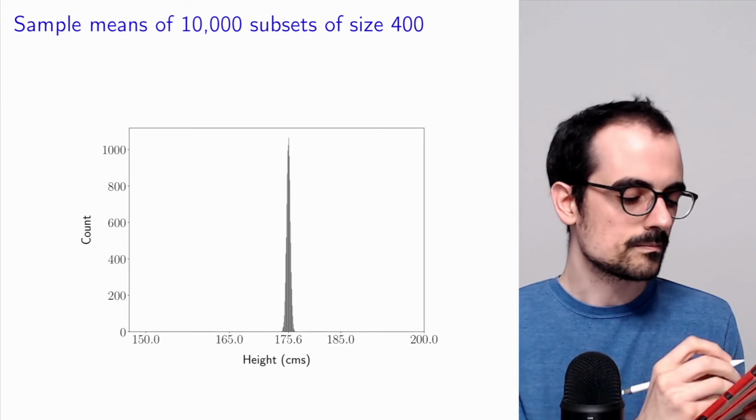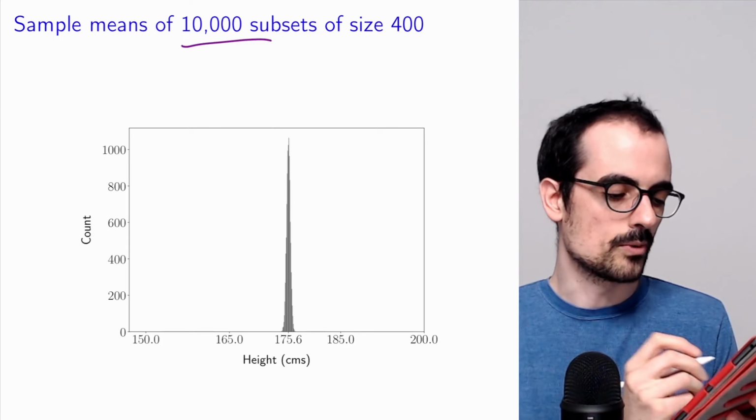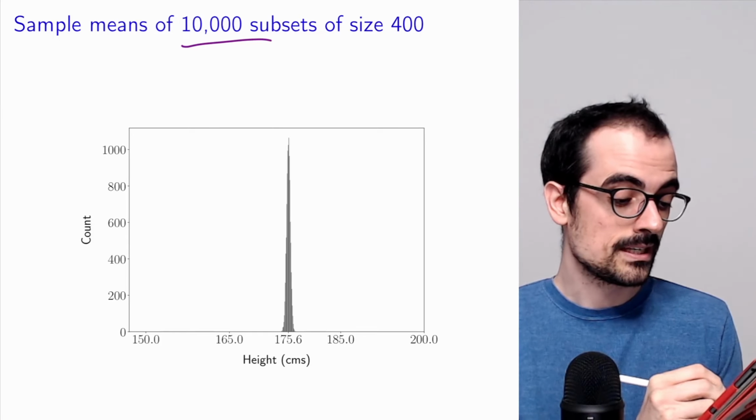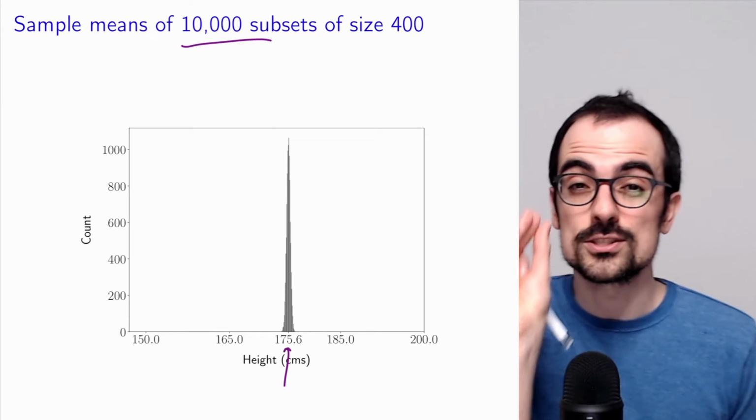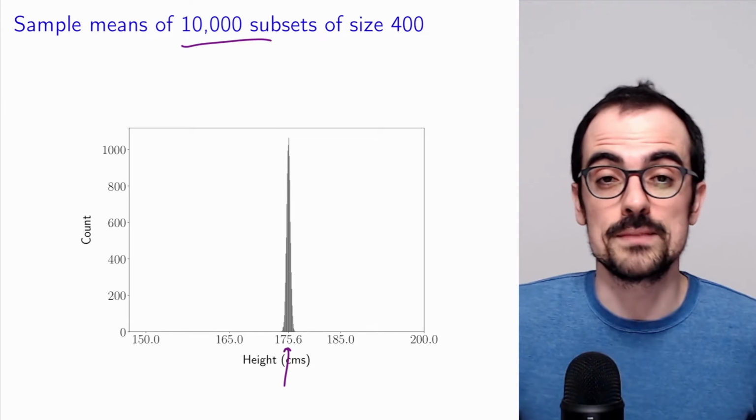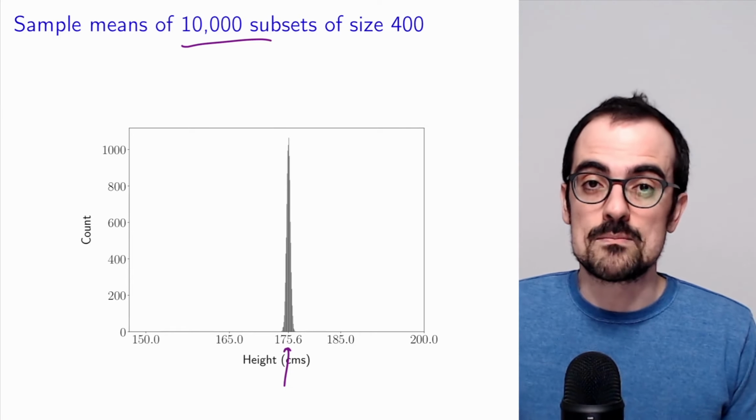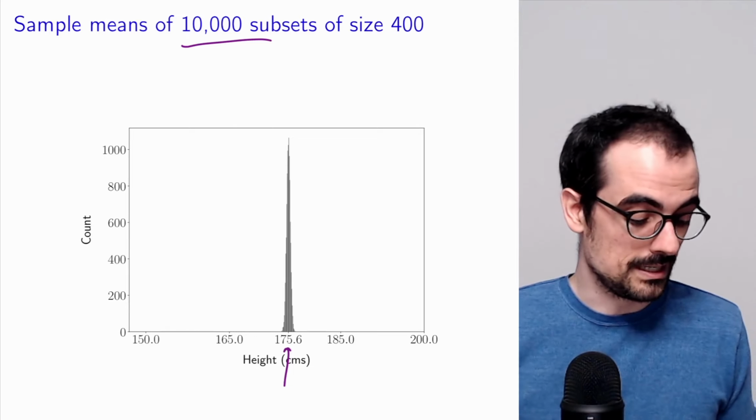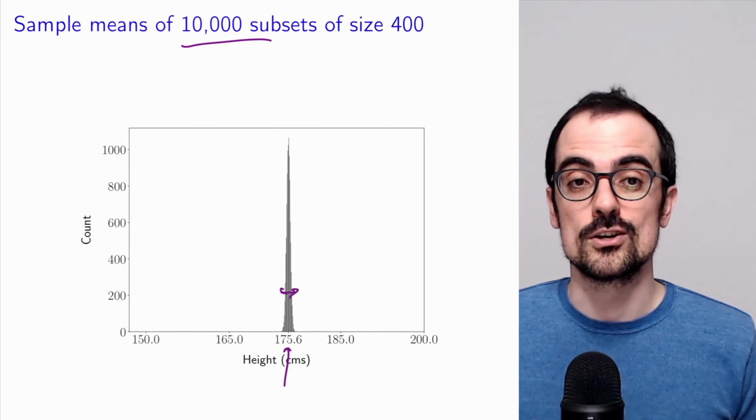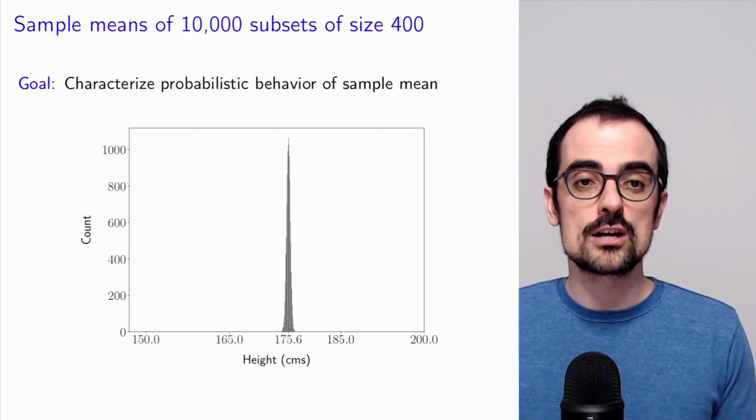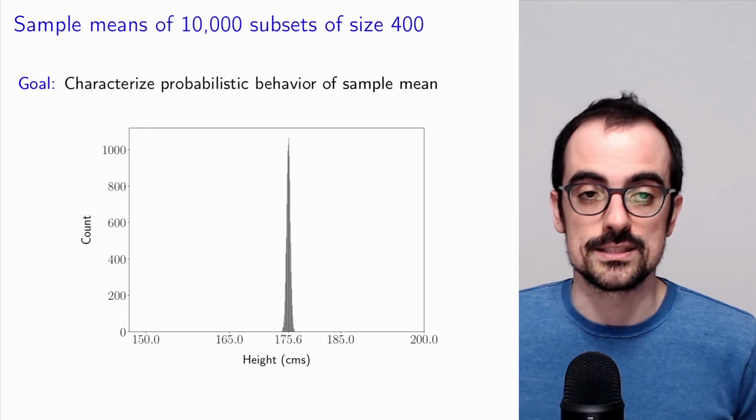What I see is that the histogram of these 10,000 sample means is actually centered at the true population mean, and it concentrates very tightly around it. This kind of guarantees that, with very high probability, I am going to be very close to the population mean when I use the sample mean of this subset. Our goal is going to be to characterize the probabilistic behavior of such estimators.